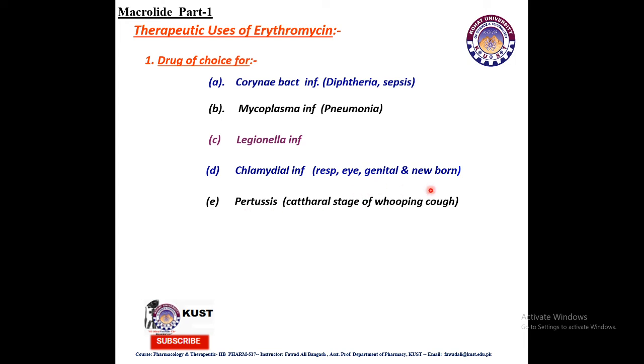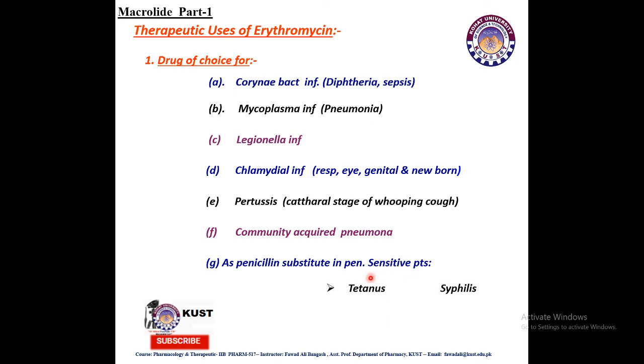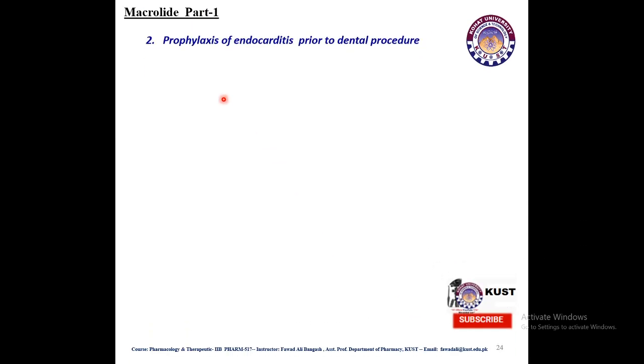Pertussis, specifically whooping cough, and community-acquired pneumonia. It is used as a penicillin substitute in penicillin-sensitive patients, for example, in tetanus, syphilis, staphylococcal infection, and streptococcal infection. It is also used prophylactically, specifically in endocarditis prior to dental procedures, and for prophylaxis of rheumatic fever in penicillin allergic patients.